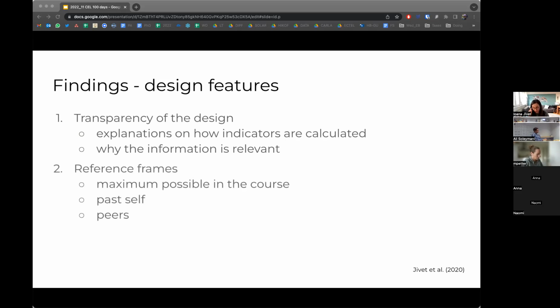The second feature was reference frames. Learners need to contextualize the information that they receive, and for this purpose, they need to compare it to something. This comparison anchor could be the maximum possible in the course, the maximum number of points that they can get in the course. It can also be their peers and how they are performing, but it can also be their past self, so their performance in a previous test or 2 weeks ago, or the knowledge that they gained in the last 2 weeks, and so on.